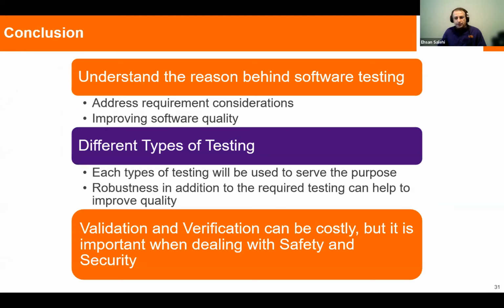So to summarize, the validation and verification role in avionics is different from environments where the development of the product does not interact with or deal with the lives of people. For this reason, testing is a very important part of the software development lifecycle. Each type of testing serves a purpose. Robustness testing, in addition to the required testing, can help to improve quality. And finally, validation and verification can be costly, but it is important when you're dealing with safety and security environments.